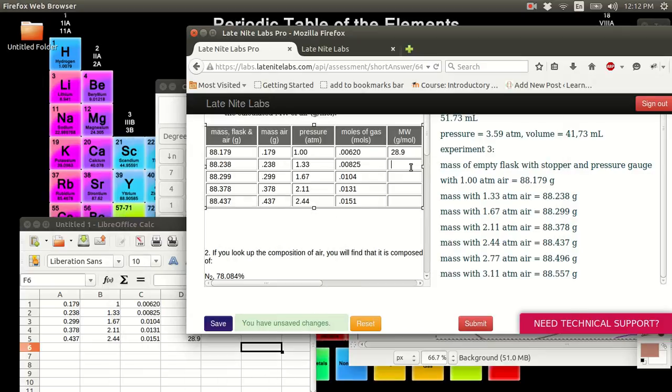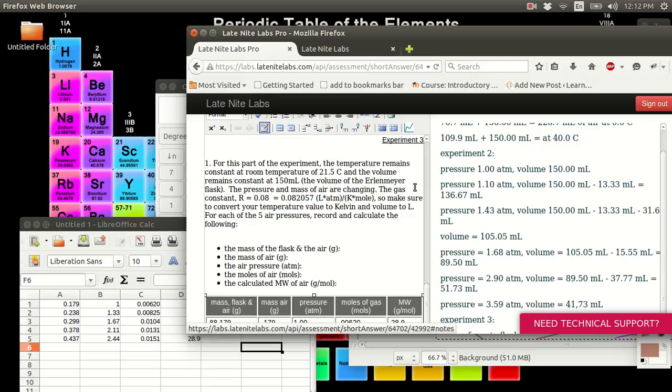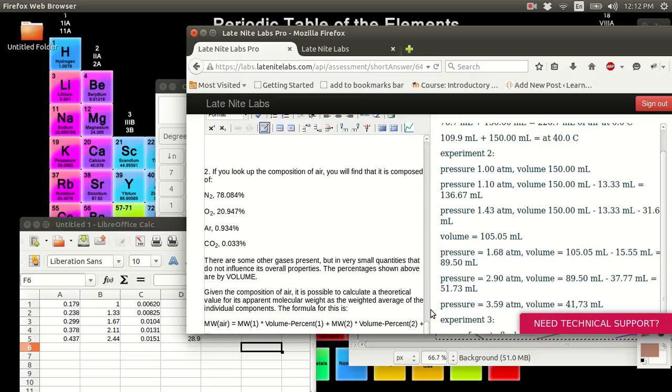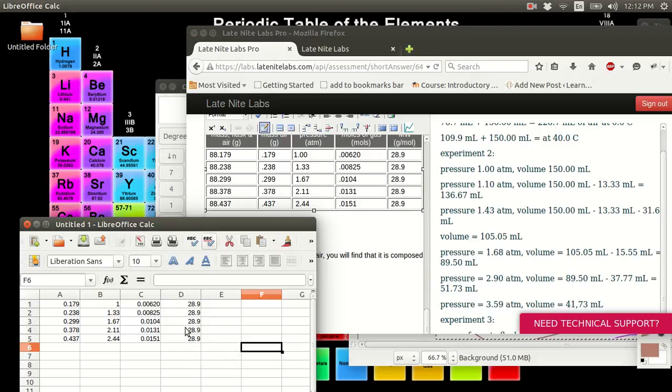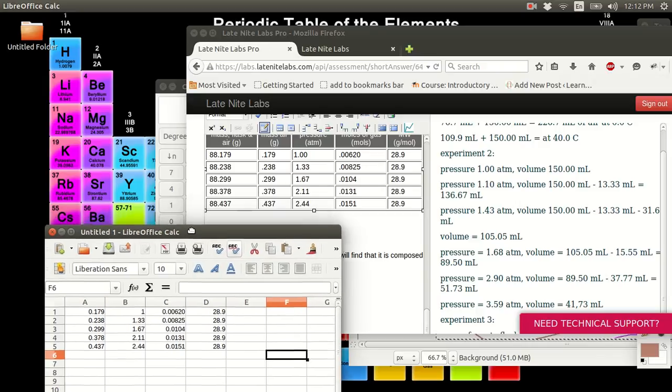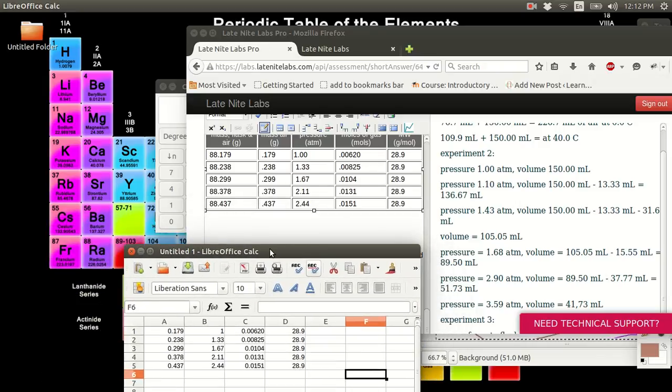So it's all 28.9. Whoops, I keep on pressing tab. I probably shouldn't do that. So my results all say 28.9 grams per mole. These numbers will all be different for me compared to you. However, this number will be the same for you. So if you don't get 28.9, you've probably done something wrong. Or, you know, it doesn't have to be 28.9. It could be 28.8. It could be 29.0. You just need to be around 28.9.